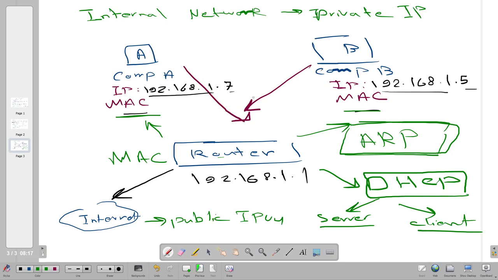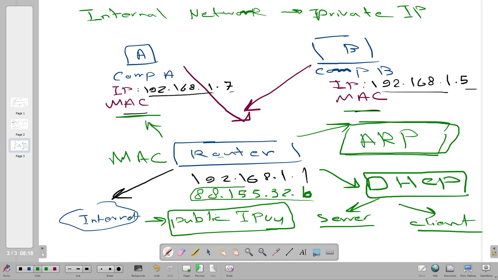Now, if computer A and computer B want to reach the internet, they would need something called a public IP address. The public IP address is assigned by your internet service provider or the ISP. They would assign you a public IPv4 address to reach the internet. It would be static or dynamic depending on your needs, but for now let's say it is static. So when you purchase a subscription from the ISP, they would tell you, hey, your public IP address is, let's say, 99.155.32.110. This is an example of a public IP address.